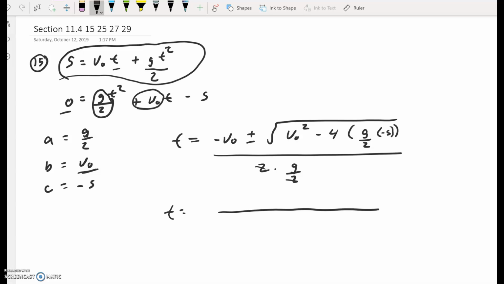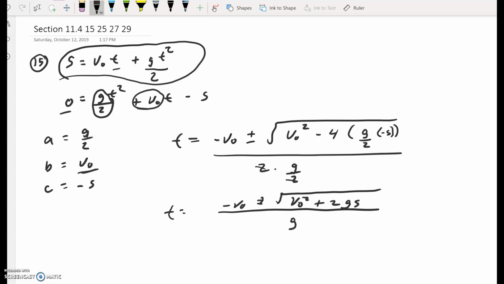The 2's here cancel, and we have g, and we have minus v naught plus or minus the square root of v naught squared, and a negative times a negative is a positive, and we have a 4 over 2 canceling to 2, so 2gs.